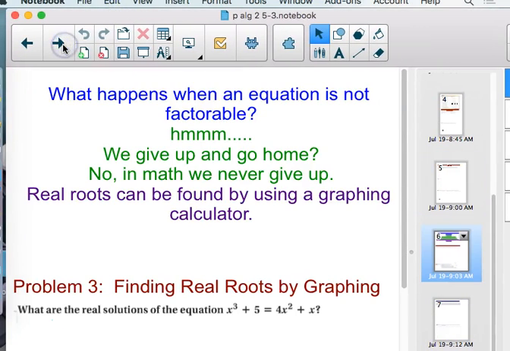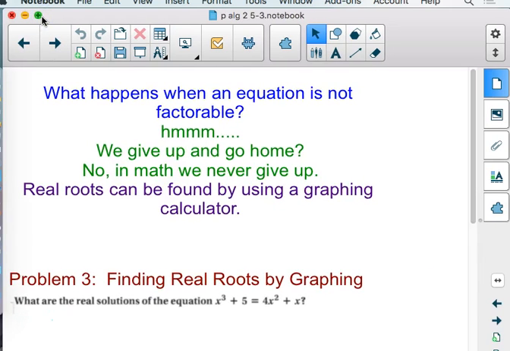Because what happens when an equation is not factorable? We know the rules to math. We never give up, and there's no crying in math. So if we're not going to give up and we can't factor it, well, we've got our fallback, that $130 calculator. That's what we're going to use. So in math, we never give up.